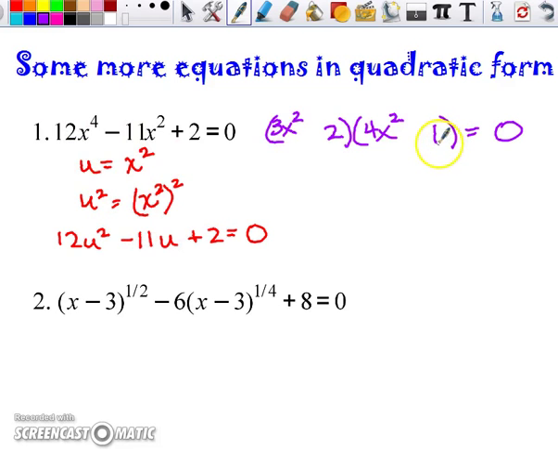The outer will give us 3x squared. The inner will give us 8x squared. Well, we need a negative 11x squared, so we know that these signs are going to have to both be minus. And then we have to multiply that last in order to get that positive 2.